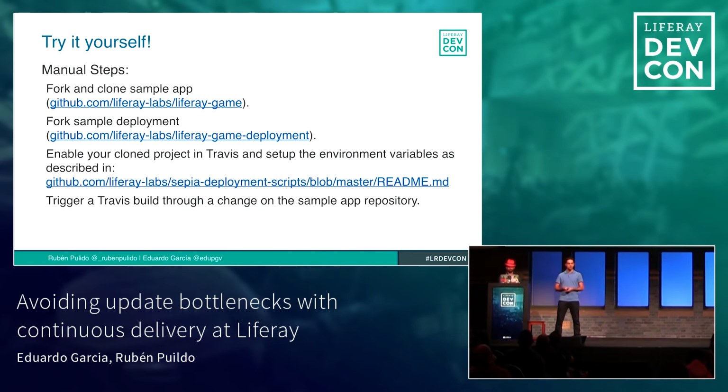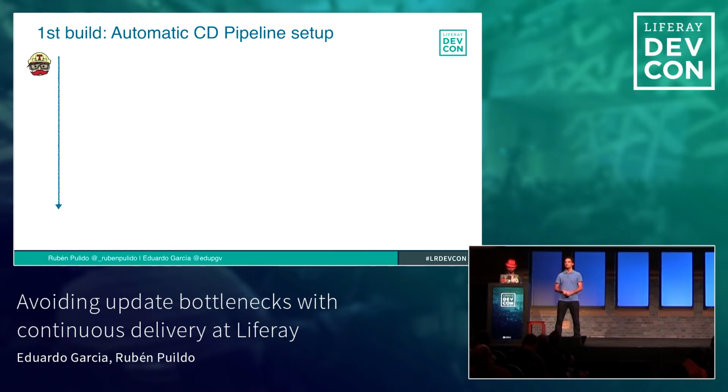You will need to enable that application to be built in Travis, and you will need to set a set of environment variables that would allow the pipeline to create all these artifacts for you. All that is specified in the repository. Then finally, in order to create this delivery pipeline, you will just need to make a change. And what happens when you make a change and the first build of your pipeline runs?